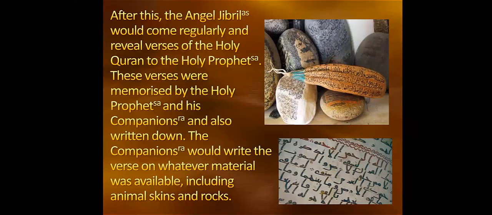After this, the angel Jibreel alayhi salam would come regularly and reveal verses of the Holy Quran to the Holy Prophet sallallahu alaihi wasallam. These verses were memorized by the Holy Prophet sallallahu alaihi wasallam and his companions radiyallahu ta'ala anhum, and also written down. The companions would write the verse on whatever material was available, including animal skins and rocks.